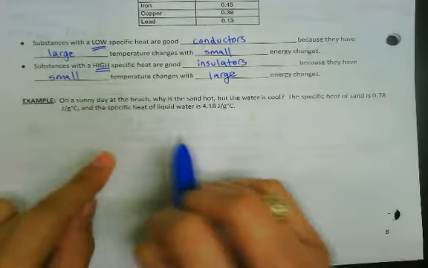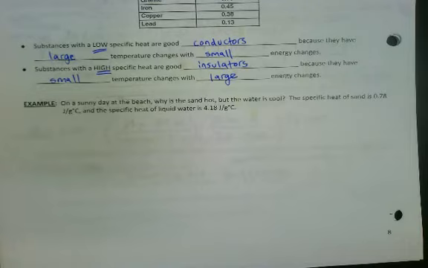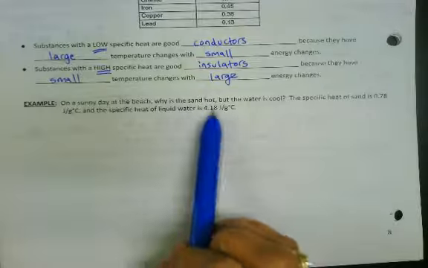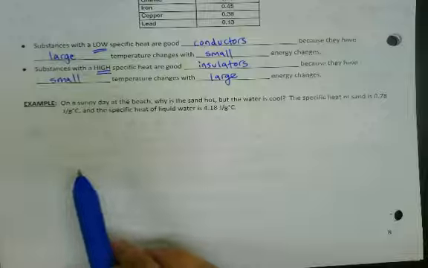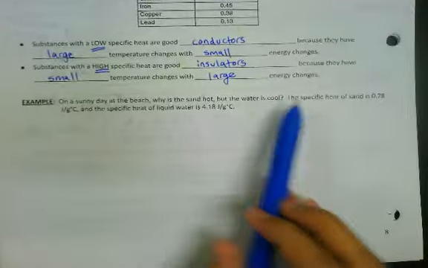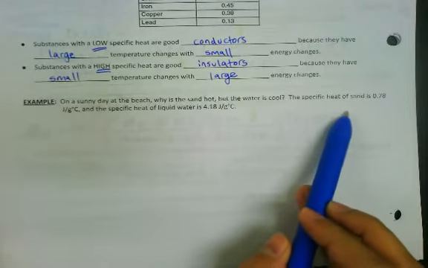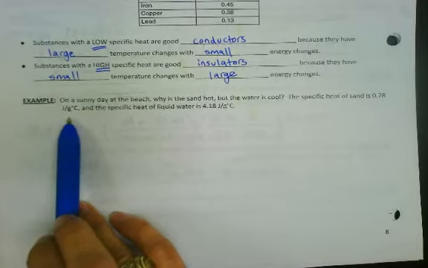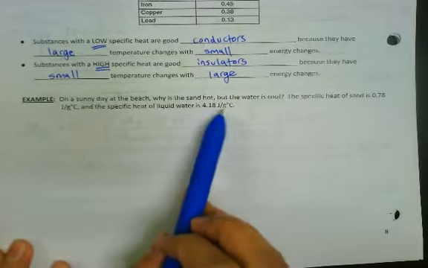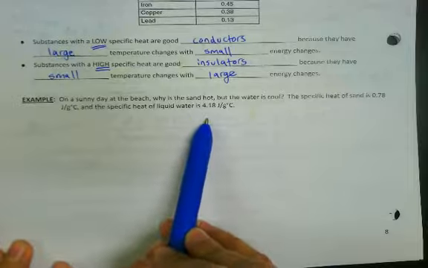The example we have down here aims to clarify why it's so much nicer to be in the water on a hot day at the beach than it is to be barefoot on the sand. If you think about a sunny day at the beach, the sand is quite hot and the water is nice and cool, and so you tend to want to run to the water real quick when you take off your shoes. That has to do with specific heat as well. The specific heat of sand is 0.78 joules per gram degrees Celsius, whereas the specific heat of liquid water is 4.184 joules per gram degrees Celsius.